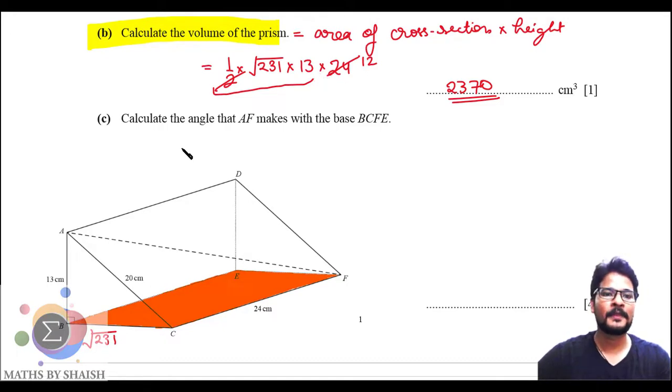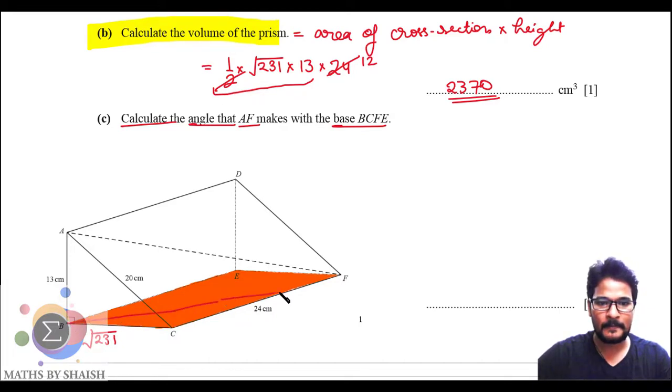And for the C part, calculate the angle AF makes with the base BCEF. So this is the base, I colored it so that we can see it's a base, and then we require this angle. If you join this by a straight line, so they require this angle. Let's say this angle is theta, and I will take another color. This angle is theta, it's a diagonal, and we know if it is a rectangular base, this is going to be 90 degree, and one side is root 231, another side is 24.